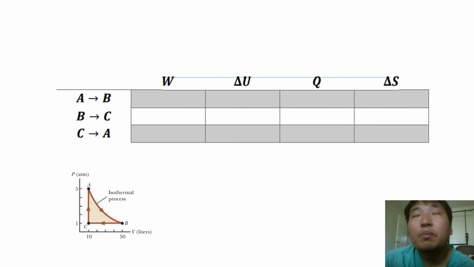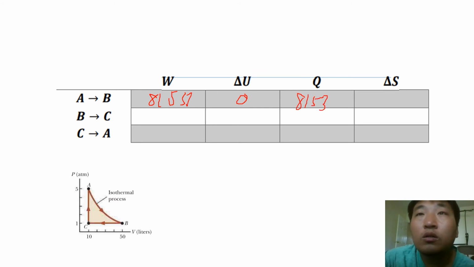In this slide, I will wrap up the entire information together. As we calculated in the A to B process, there's no internal energy change, and the W is equal to 8153 joule. And Q is equal to W. And delta S equals delta Q divided by T, and there's no change with temperature. We just divide this number by the temperature, and we get 20.07 joule per Kelvin.